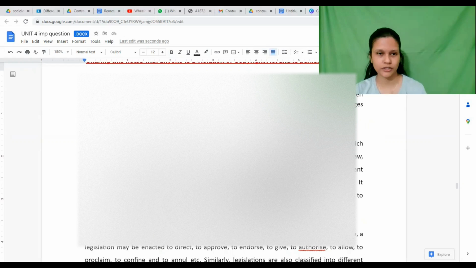There is one more question, which is, what are different types of legislations in India? We will see this.